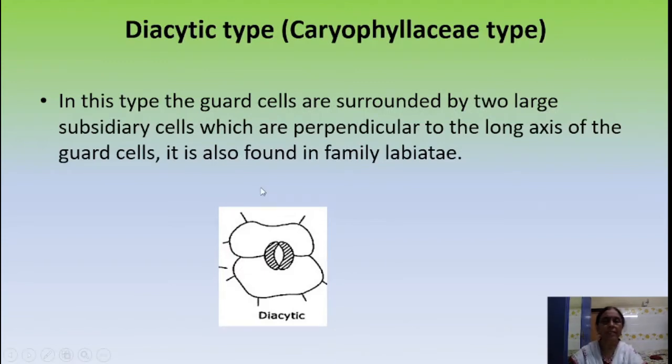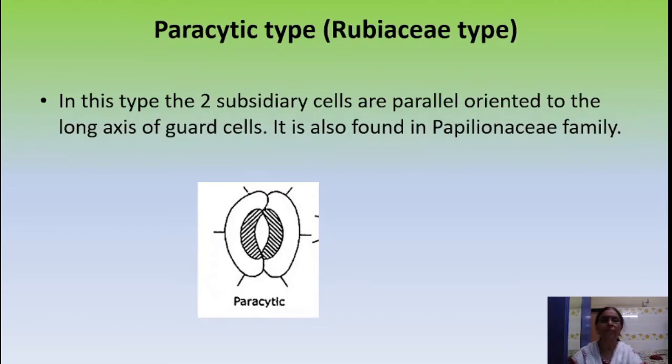Third one is diacytic. In this type, the guard cells are surrounded by two large subsidiary cells which are perpendicular to the long axis of the guard cells. It is found in family Caryophyllaceae and Labiatae.